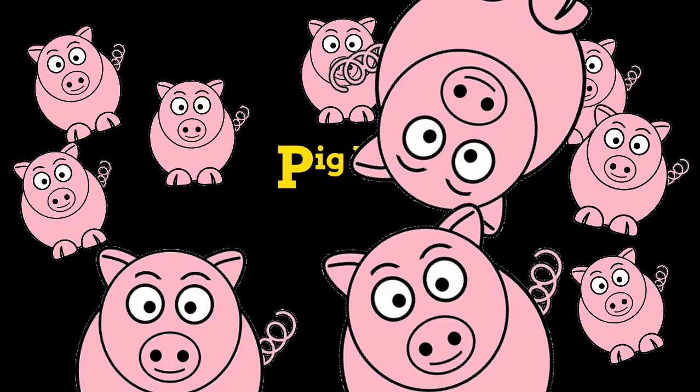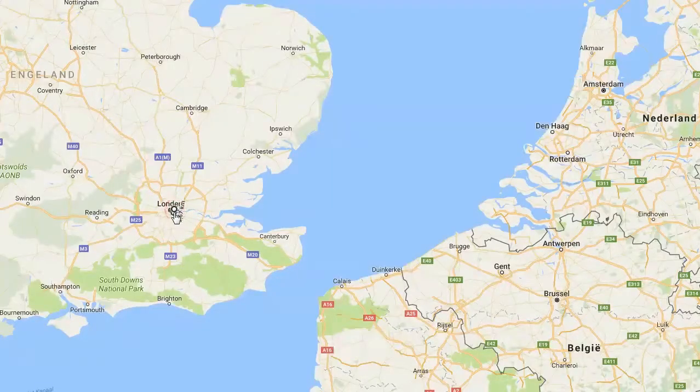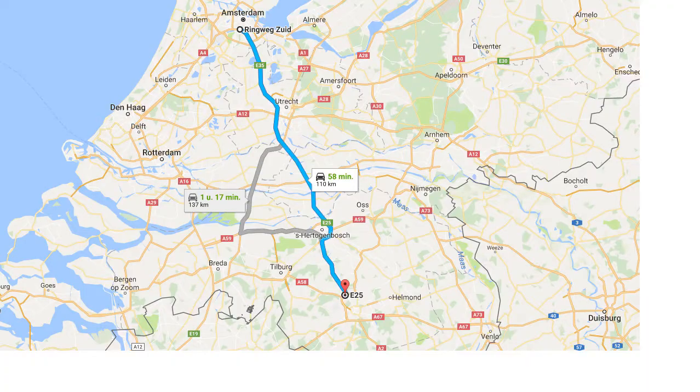So let's try something else. Let's take a trip of 110 kilometers. That's London to Southampton, or perhaps Amsterdam to Eindhoven. Picture that. That's a 2-hour trip max, right?